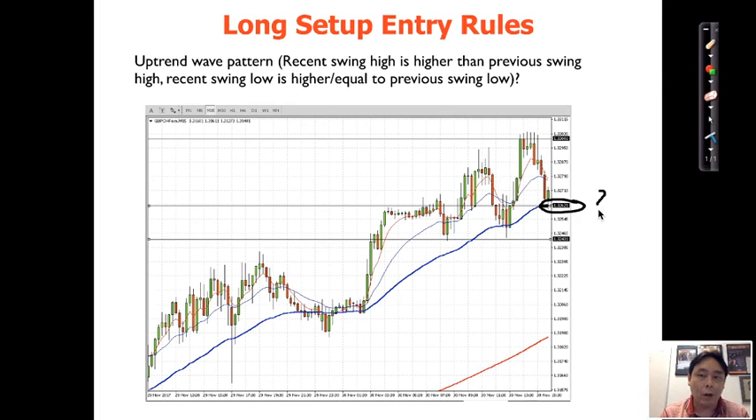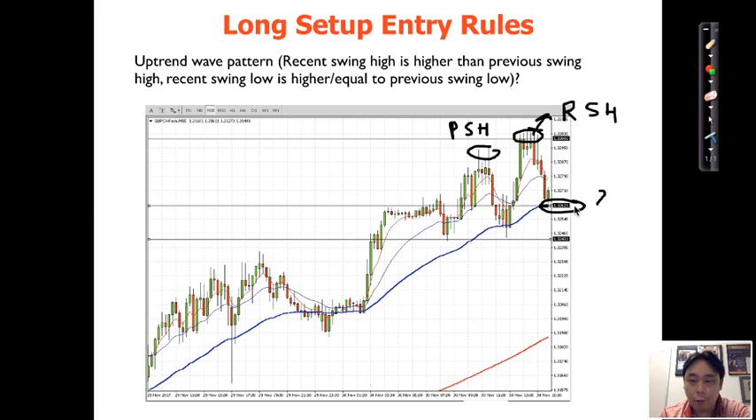Why? Because where's the recent swing high? This one, right? So this is the recent swing high, right? Where's the previous swing high? This one. That's the previous swing high. So what's the first rule for the uptrend wave pattern? The recent swing high must be above the previous swing high, making higher highs. Does it meet the rule? Yes, so it is valid. Good. Next.